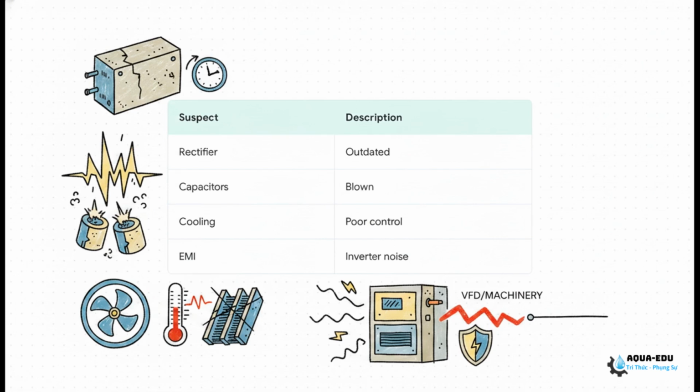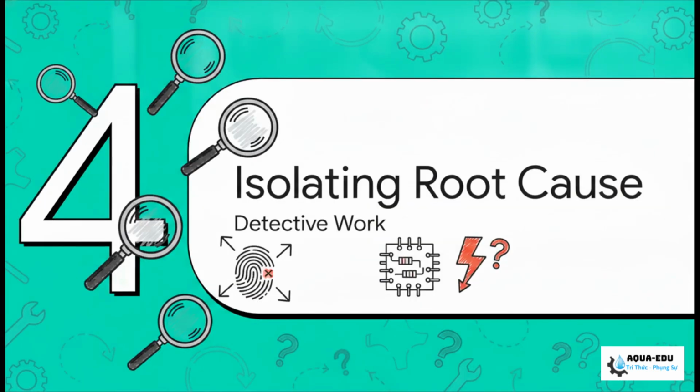Suspect 3, a cooling failure. Power supplies generate heat, right? If your cooling fans or heat sinks fail, you get thermal instability. And suspect 4, nearby EMI. Sometimes it's not even your power supply, it's electromagnetic interference from new VFDs or heavy machinery bleeding electrical noise right into your lines.